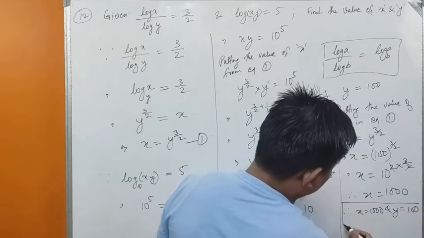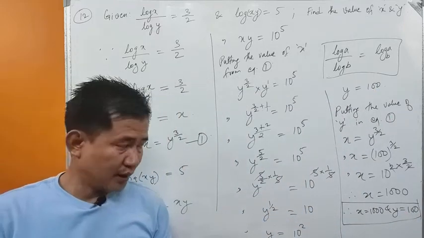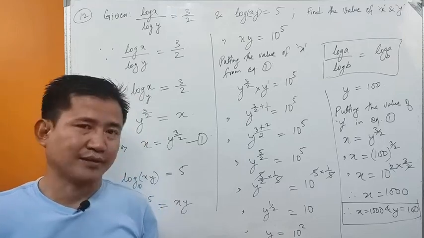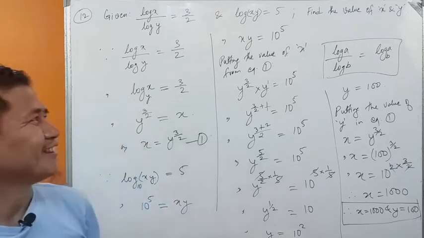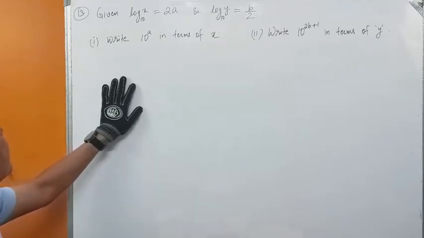So we were asked to find the values of x and y. The values of x and y are 1000 and 100, okay? I hope you got this. Now let us move on to the next question. Let's do question number 13 from exercise 8D.